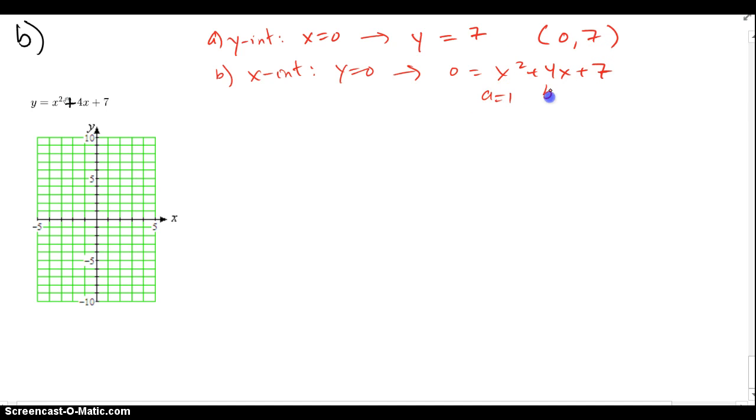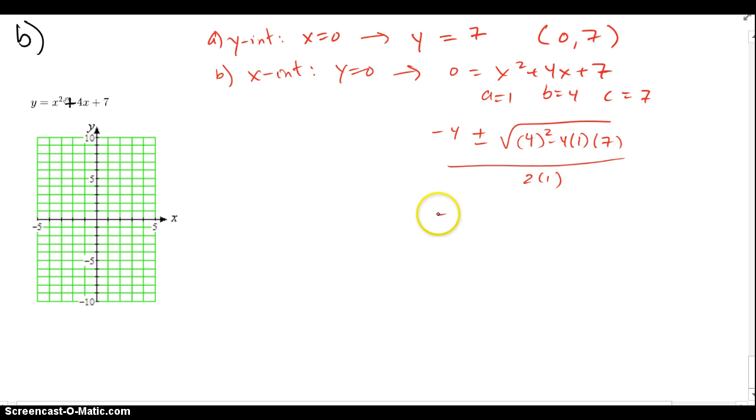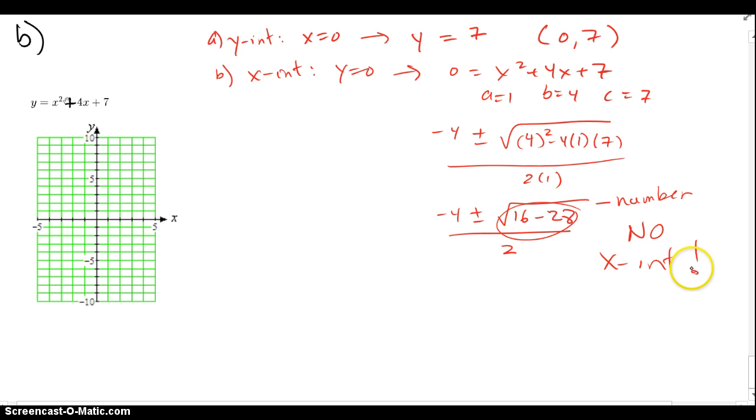So I have a 1, b 4, c 7. We'll do negative b plus or minus the square root of b squared minus 4ac, all over 2 times a. That's going to be negative 4 plus or minus the square root of 16 minus 28. And I think I'm going to stop there because I get a negative number. I'm going to say no x-intercept. So this parabola will not have any x-intercepts because the discriminant is less than 0. I don't even need to continue further for trying to find x-intercepts.